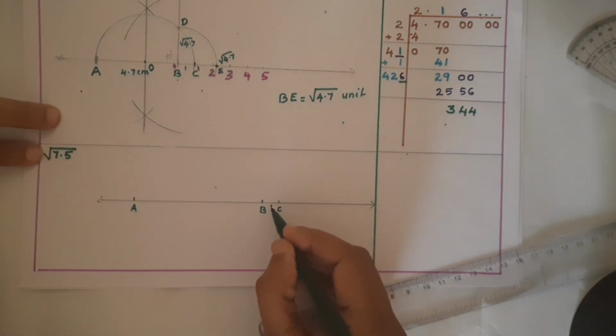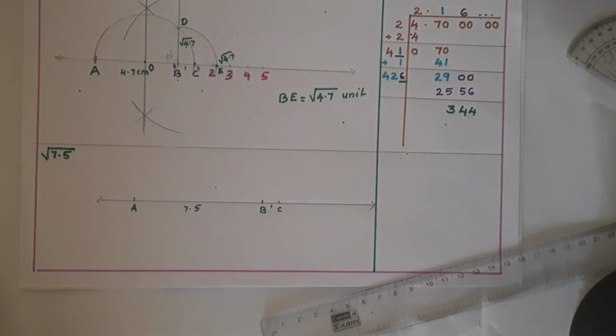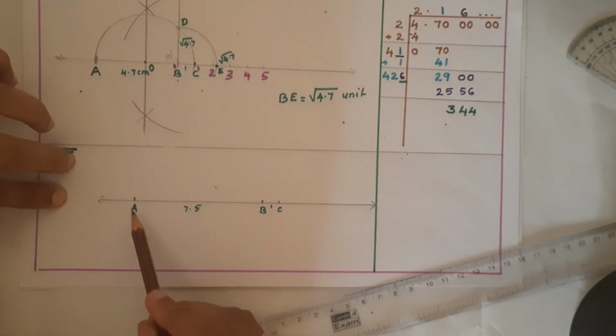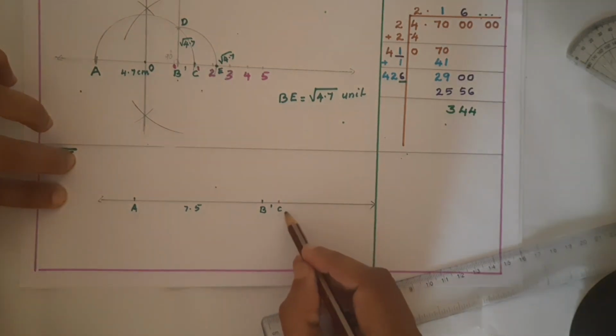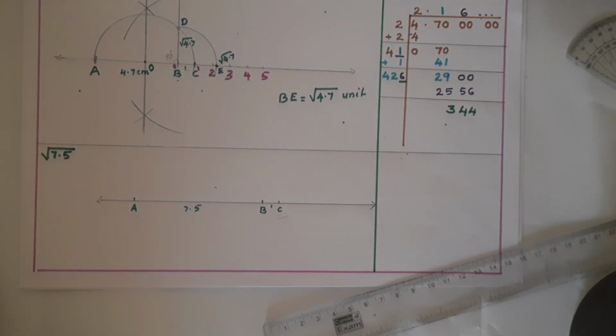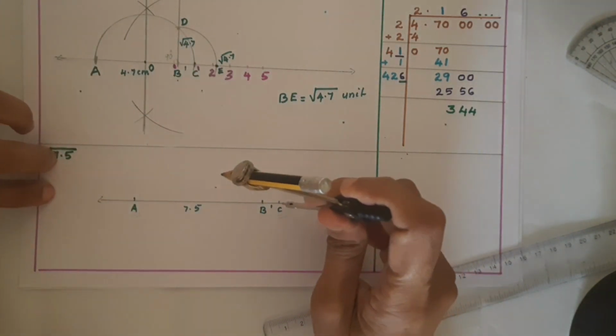So here this is 1, and this one is 7.5. Okay. So now what is the next step? We have to draw the perpendicular bisector of AC, A and C. Don't forget that A and C we have to consider. How can we draw the perpendicular bisector? From A and C we have to draw.